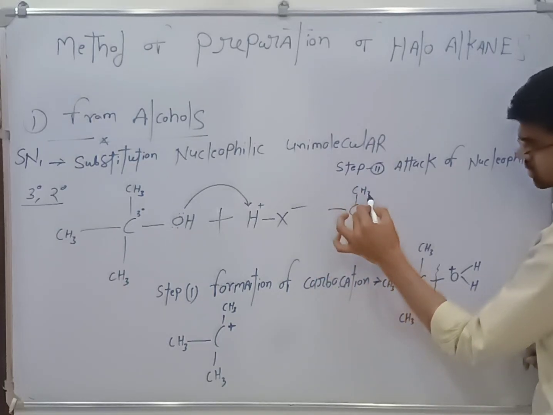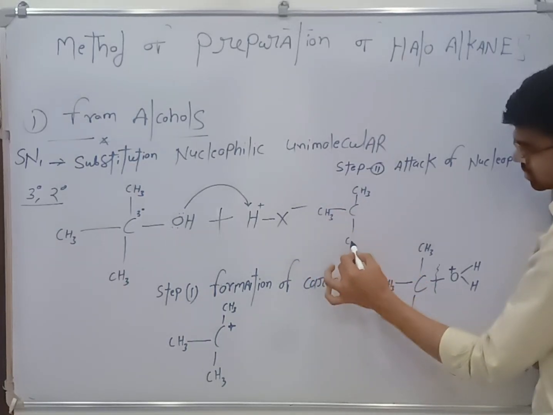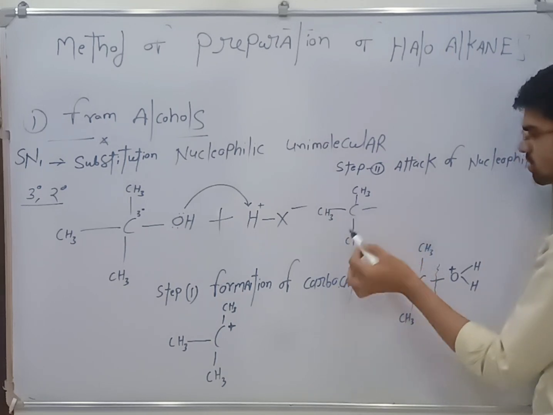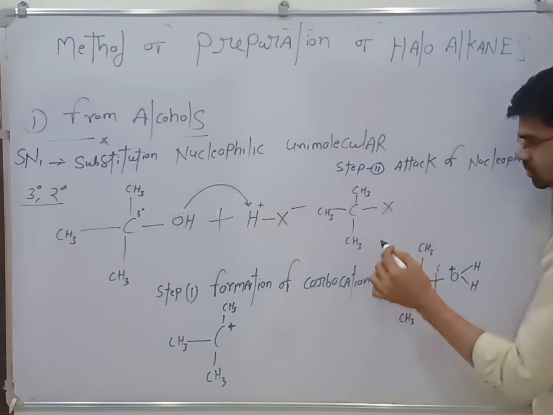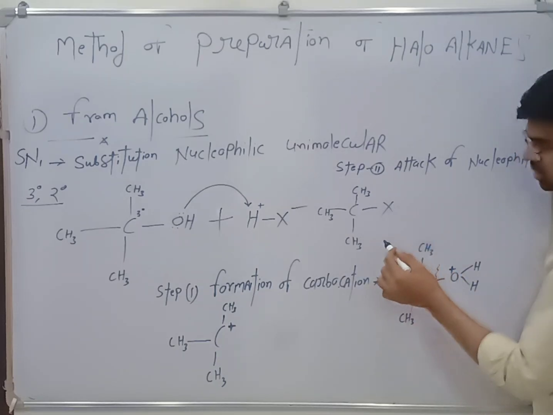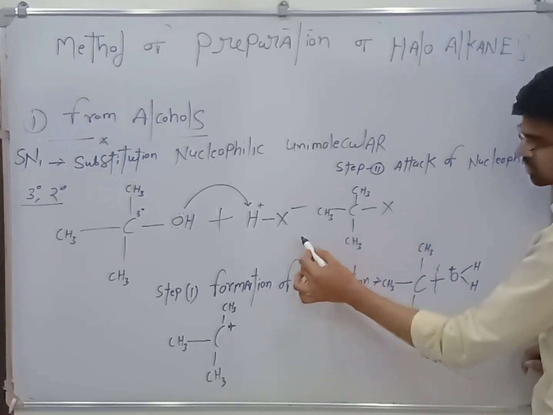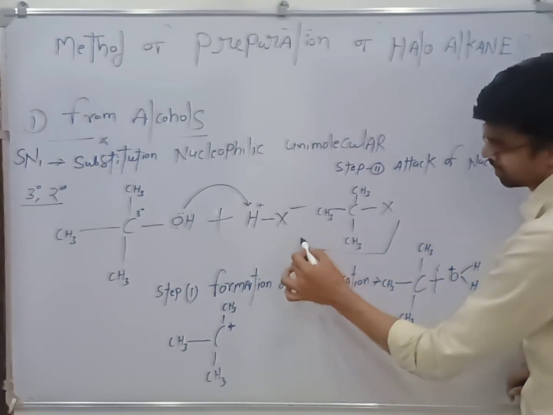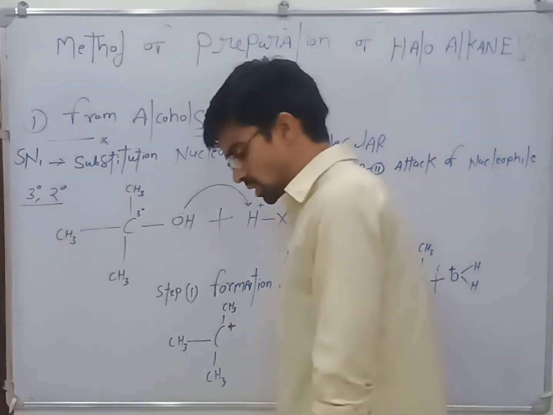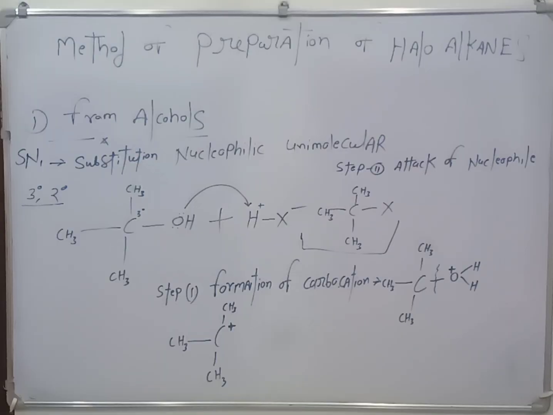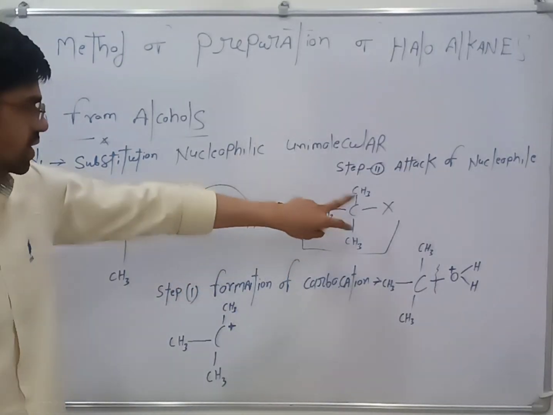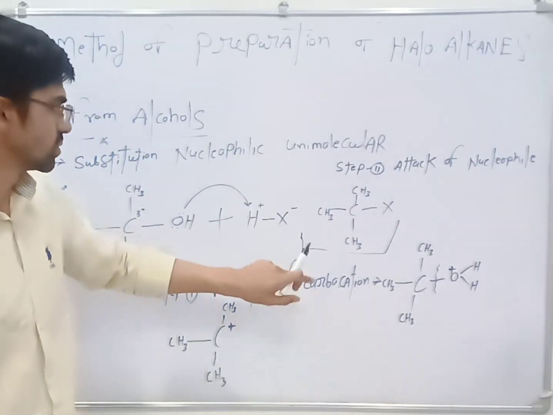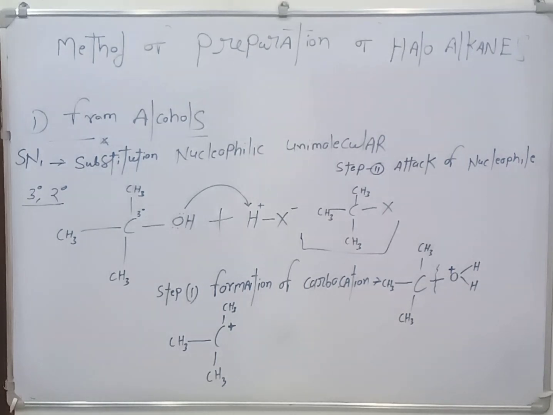CH3, CH3, CH3. Now X minus will attack, so it will form RX. So finally we will get the product RX. This reaction proceeds in two steps. In the first step it forms a carbocation. In the second step the nucleophile attacks the compound and finally forms the product, that is RX.